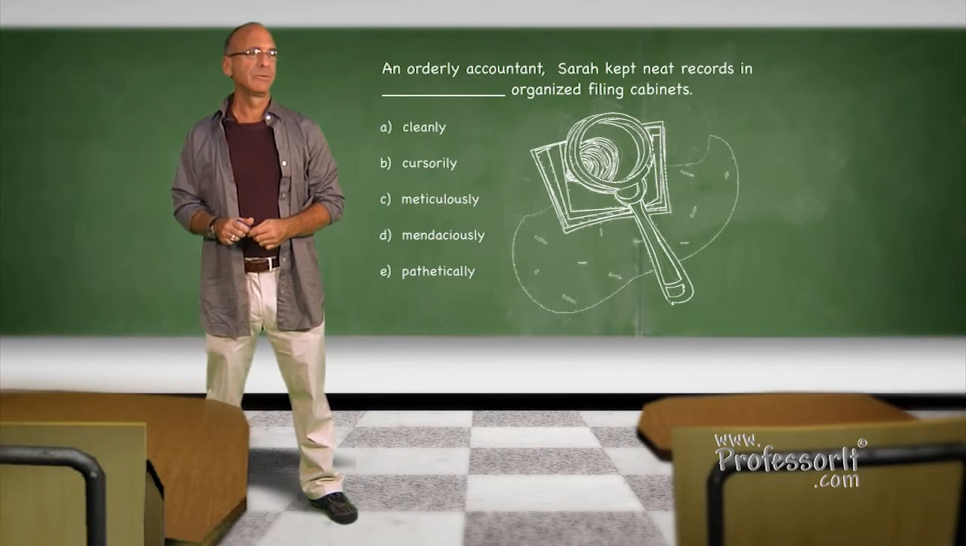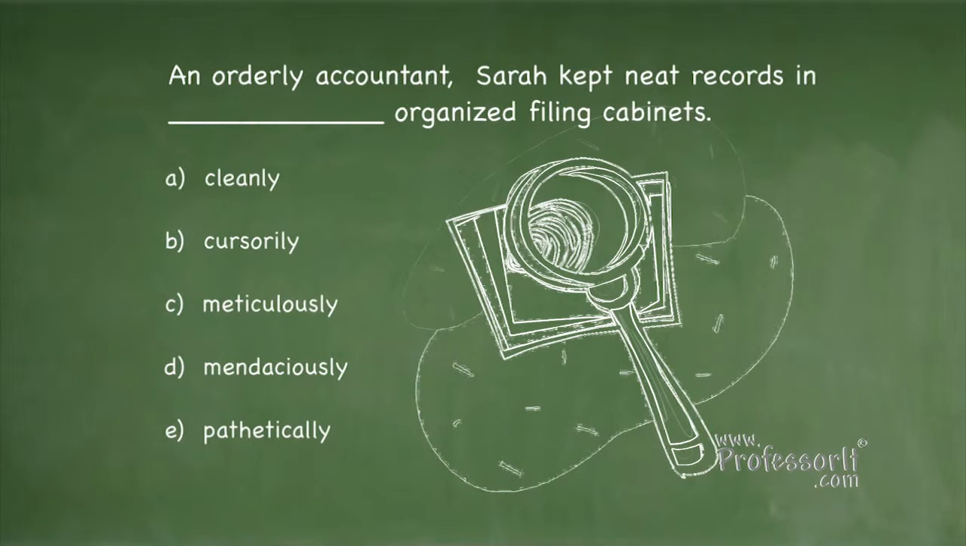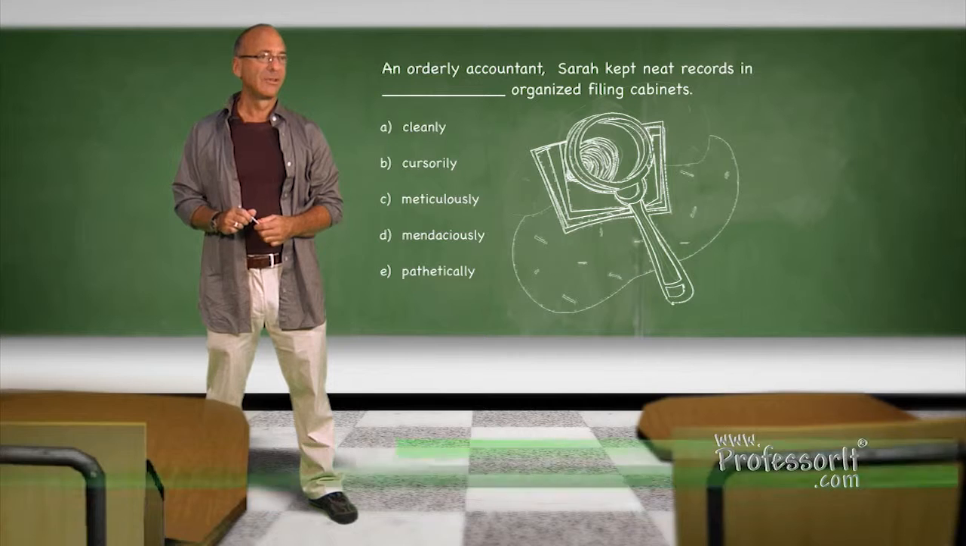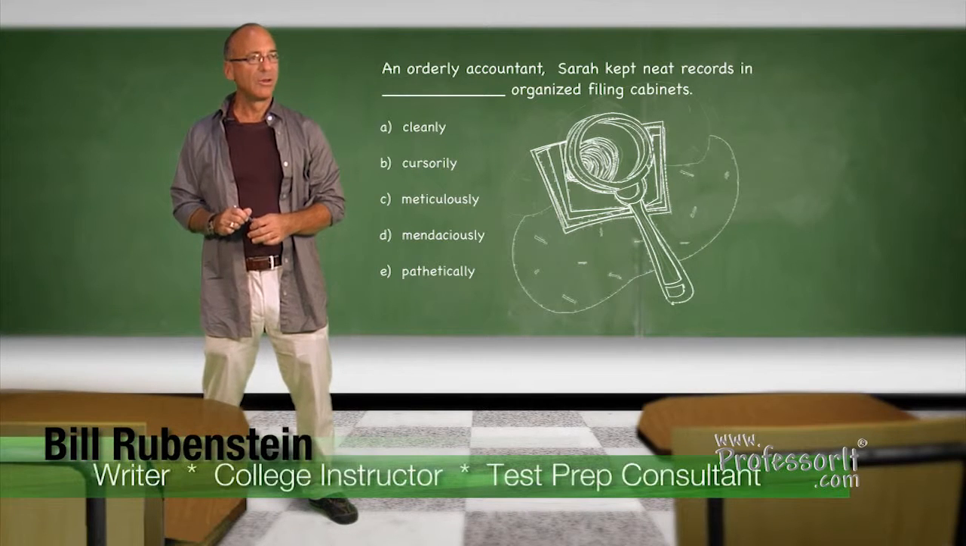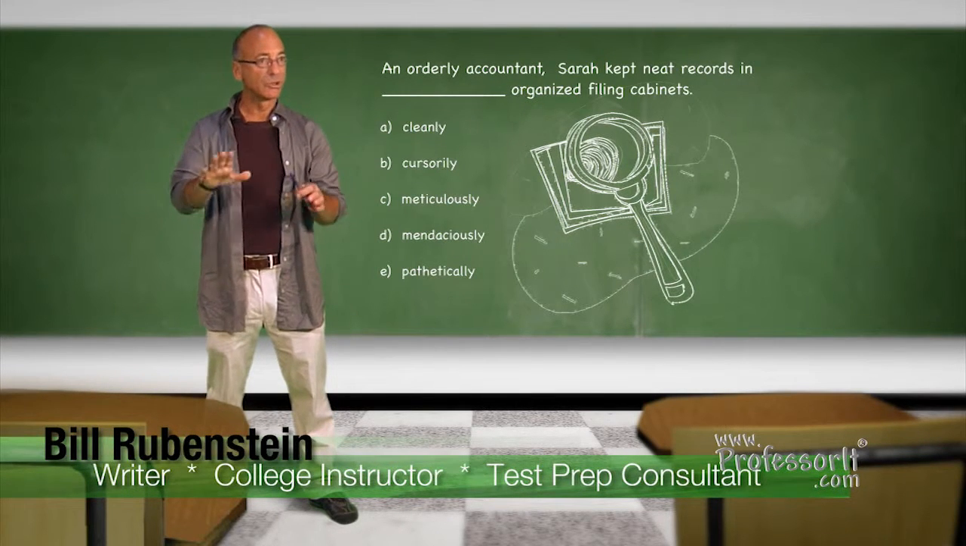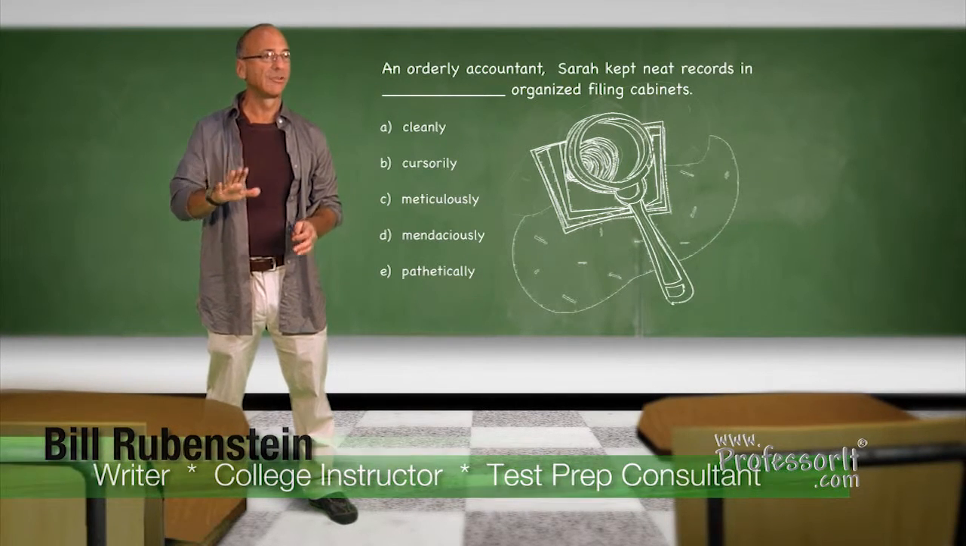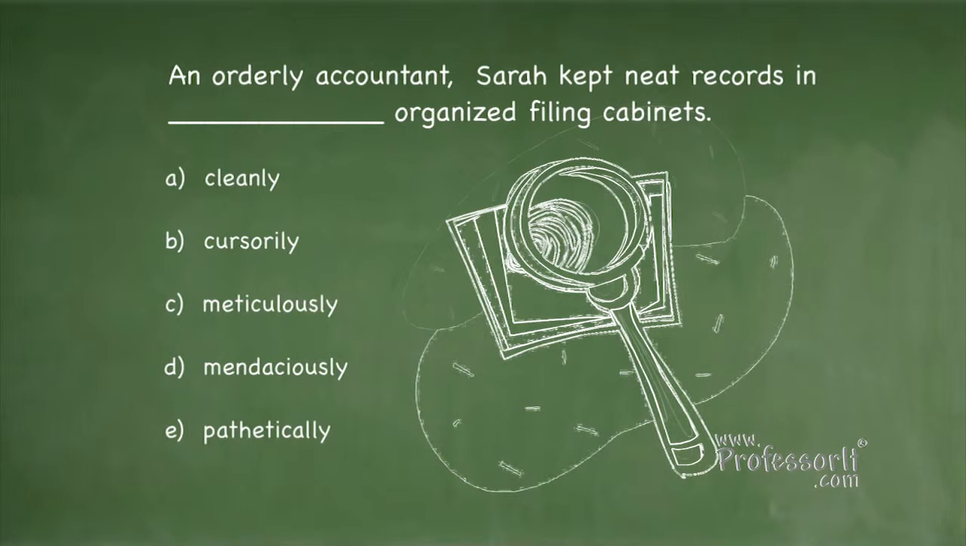An orderly accountant, Sarah, kept neat records in blank organized filing cabinets. This is pretty straightforward, isn't it? We know the following things about the missing word, which we should always refer to only as blank. Blank refers to the organization of the filing cabinets kept by Sarah, who is orderly and neat.